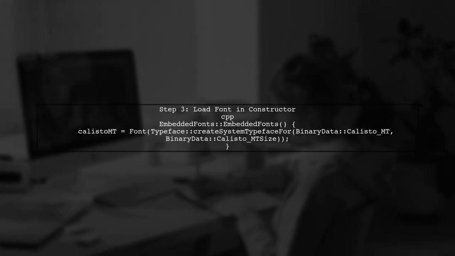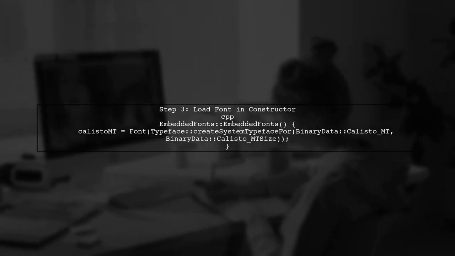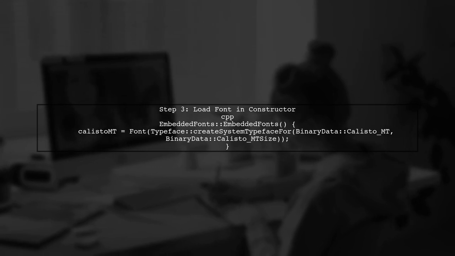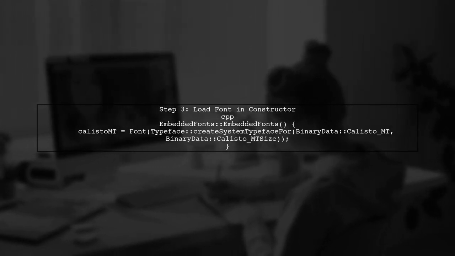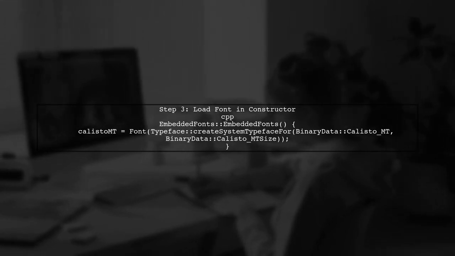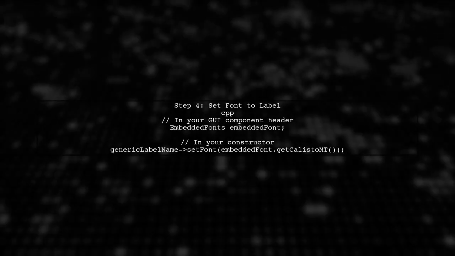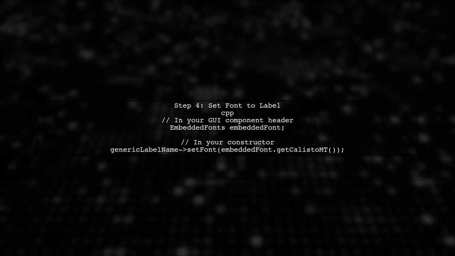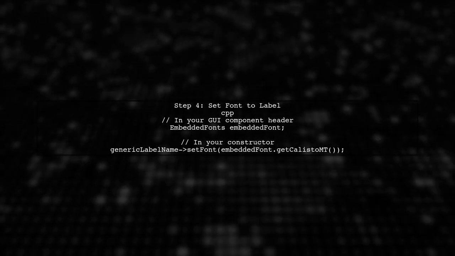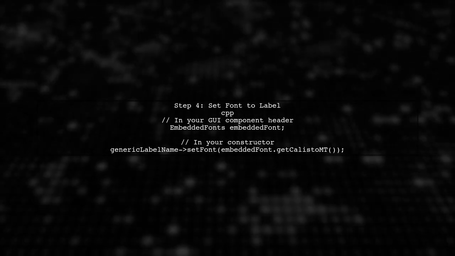In the constructor of your embedded fonts class, load the font using the createSystemTypefaceFor method. Make sure to check that the font name is not empty to avoid assertion errors. Now, create an instance of your embedded fonts class in your GUI component class. Then, set the font for your label using the getCallistoMT method.